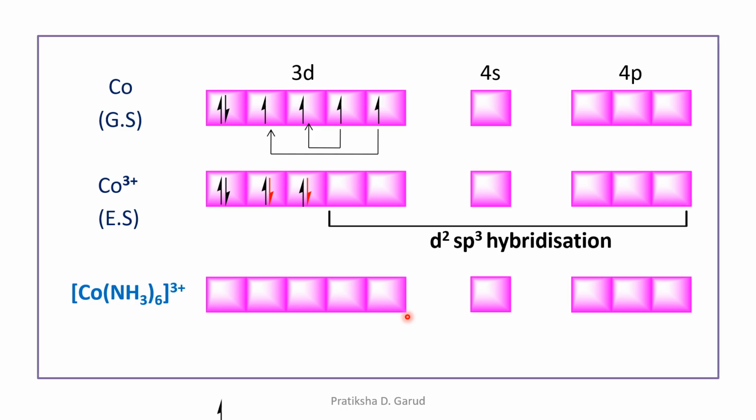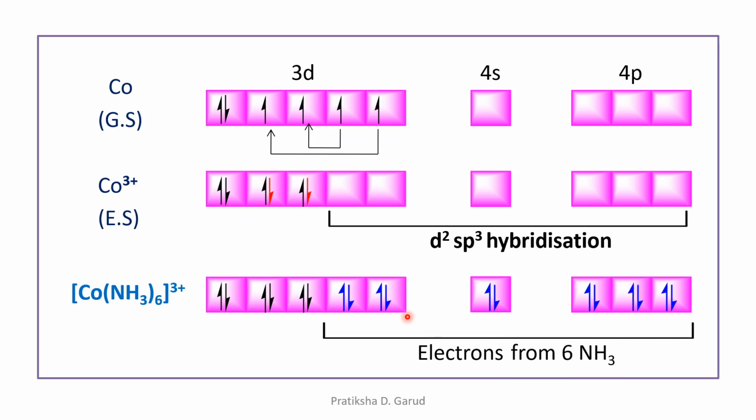The first 3 pairs are as they are. This is the first one, second one, third one. Then the fourth one, fifth one, sixth one. These are the electrons from the metal ion. Then this is the first electron pair, second electron pair, third electron pair, fourth electron pair, fifth electron pair and the sixth electron pair. These are the 6 electron pairs. They are from the ligands, or we can say that these are the electrons from the 6 ammonia, right? Now from this we can say that there are no unpaired electrons, right?